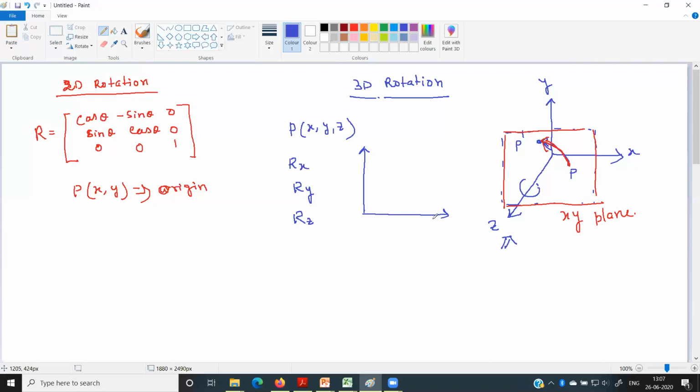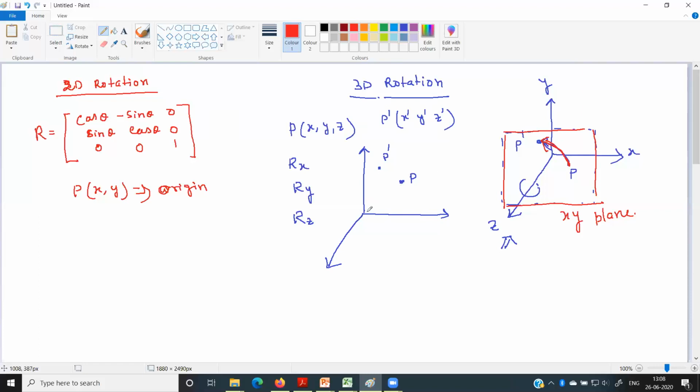As we are rotating the object along z direction, the point P will be rotated. Suppose this is the position of the point P, whose coordinate is x, y, z, and this point P will change its position from here to here. Let us say it is P dashed. So the coordinate of the P dashed will be x dashed, y dashed, and z dashed. Fine.